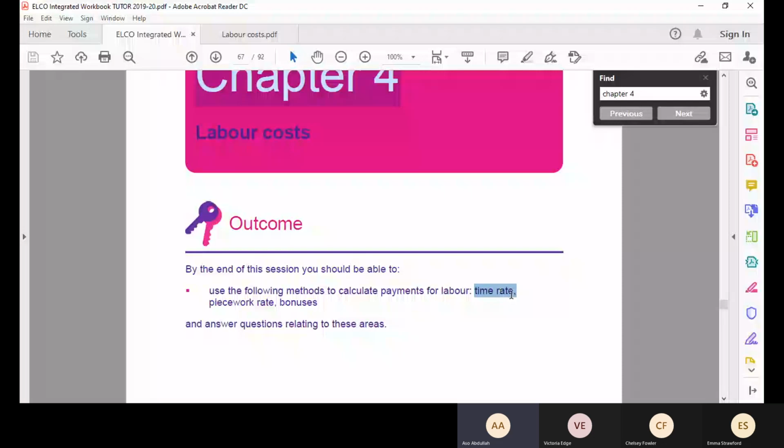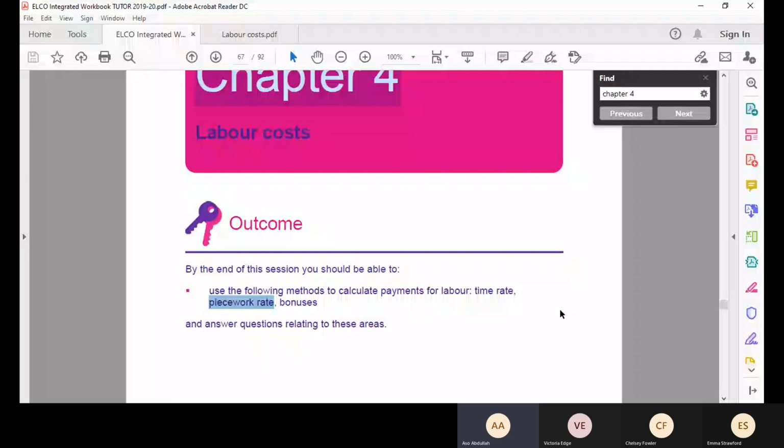For example, your contracted hours are 35 hours per week. Or labor is paid based on piece work. For example, if you are working in a manufacturing company, your contracted piece rate is, for example, that every week you are contracted to make 200 products. So this is based on the piece work rate, your contracted pay based on the number of products you are going to make.